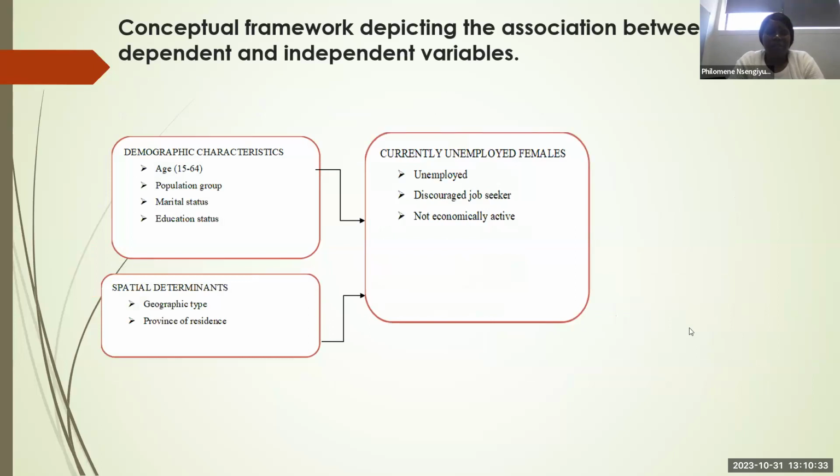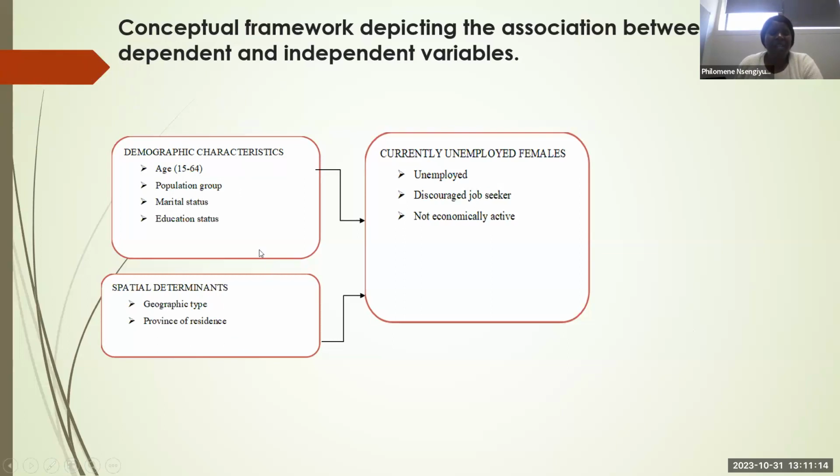Here is a conceptual framework. I tried to link socio-demographic characteristics of women and female unemployment. Here, as you can see, we have socio-demographic characteristics. We have the age of women who can work, who are part of the economically active population, ranging from 15 to 64. We have population group, marital status, and educational status. Then below we have spatial determinants, which include geographic type, province, and the province of residence.